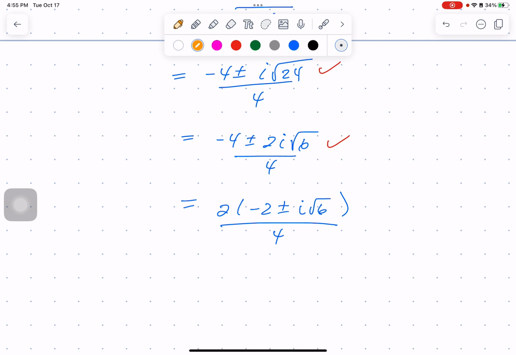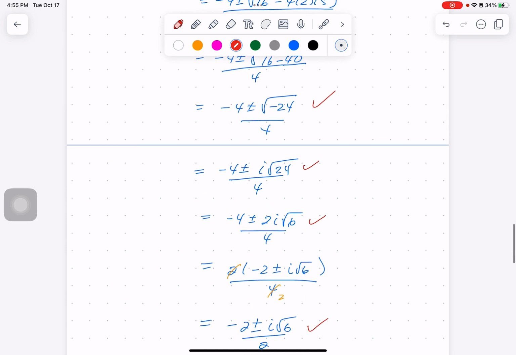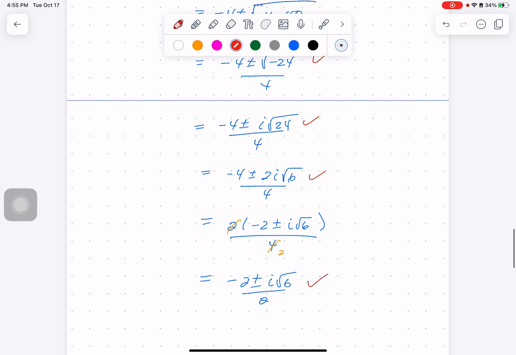And I think your final mark should be worth taking a 2 out and reducing, leaving you with a final answer of negative 2 plus or minus i root 6 over 2. And that's an exact answer, and that's how that needs to be left. And so there's 1, 2, 3 marks for that section.